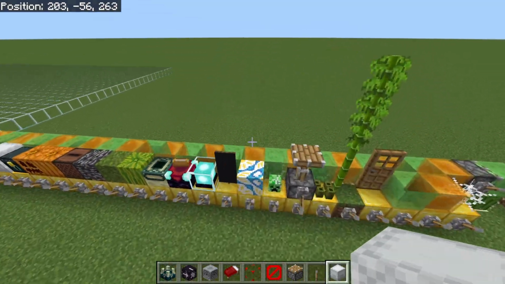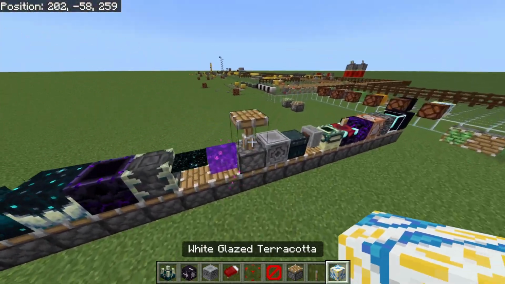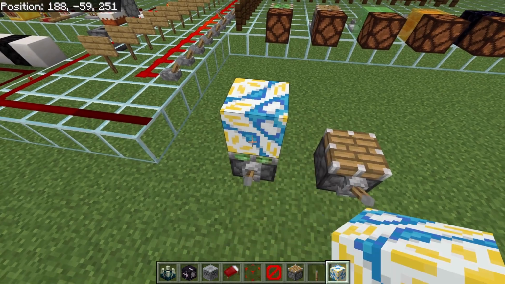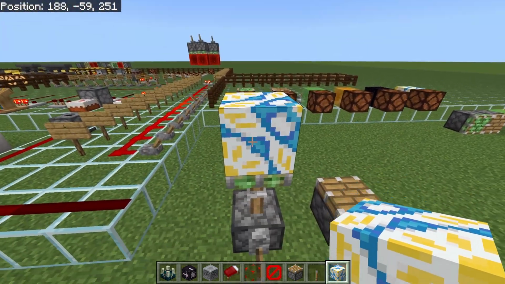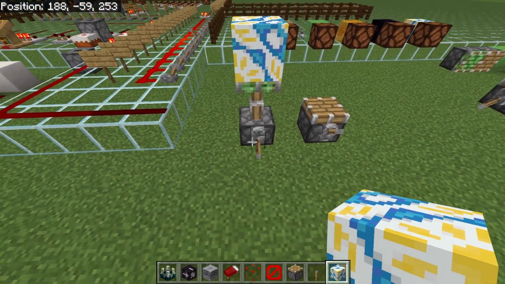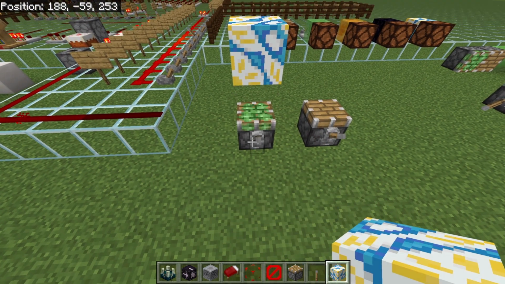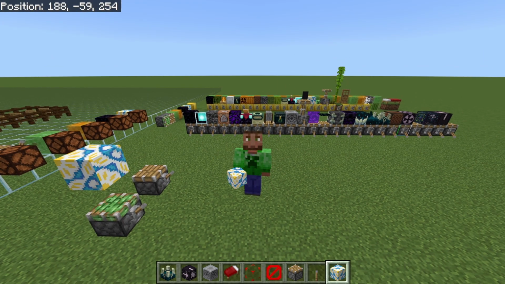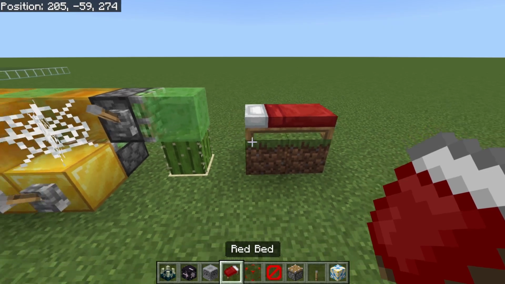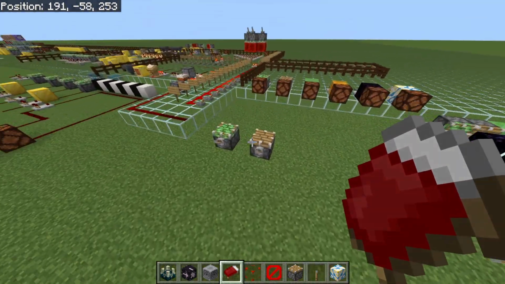However, if we go to something like glazed terracotta here, and go up here, and place that down, it's able to push it. However, because it's glazed terracotta, this is not able to have anything stick to it, so it's pushable, but it's not pullable, which is a really nice characteristic for this block, and really handy if you have a specific purpose for this. However, let's try to put a bed on top of there and see how this does.